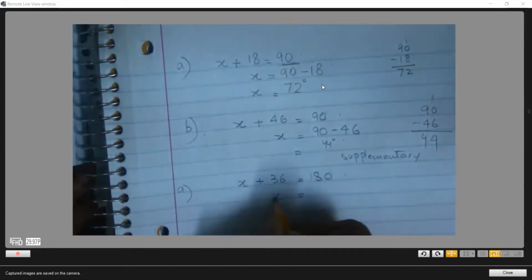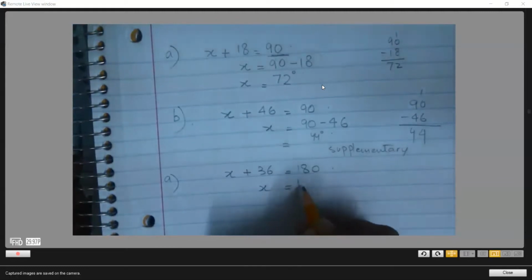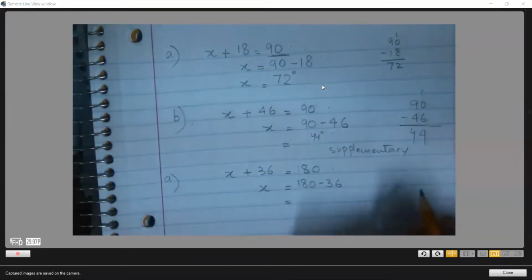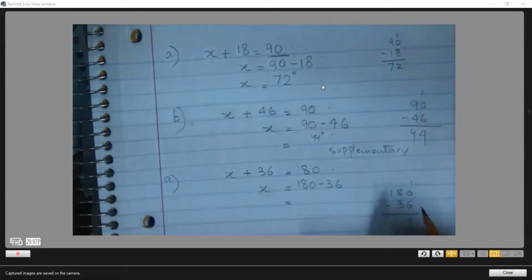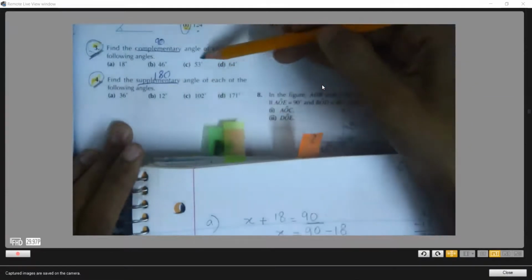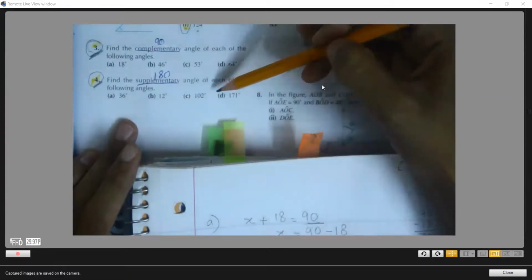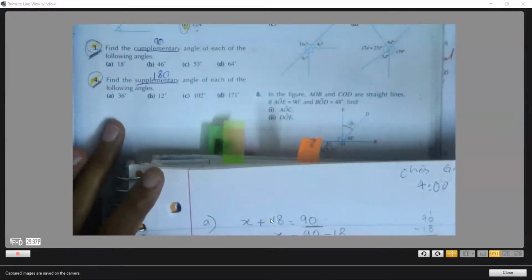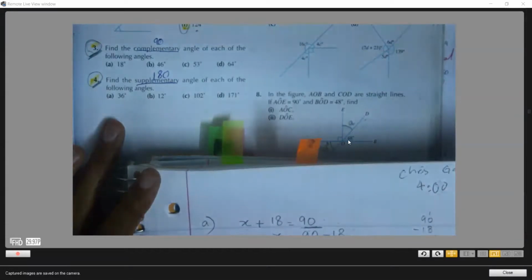So x would be 180 minus 36. And so 180 minus 36 is 10 minus 6, 4. 7 minus 3 is 4 and 1. So 144. Okay. So you will do the same with all of them. You will subtract them from 180. Just like you were subtracting these from 90, you will be subtracting these from 180. Okay, same thing. Do you want me to do all the parts or should we move on to the more complex questions? We should move on.